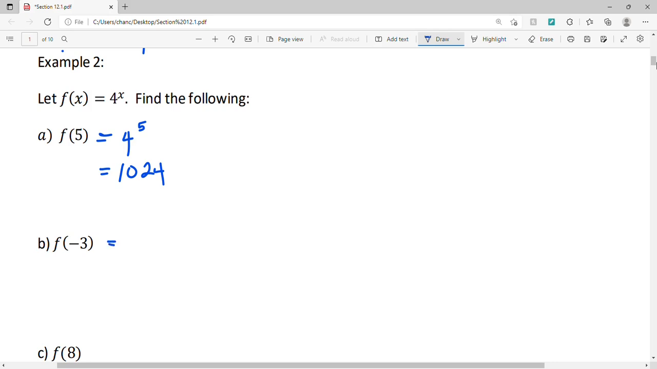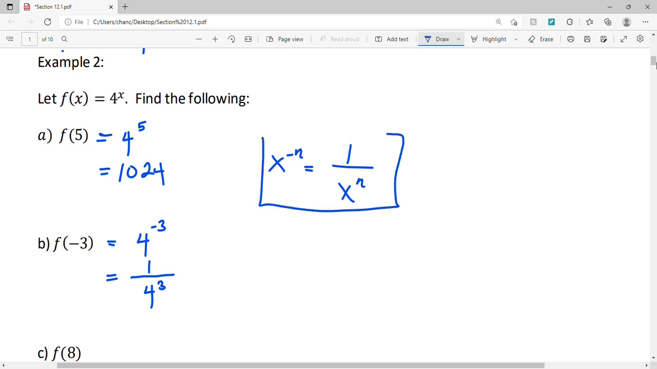In part B, we'll substitute a -3 this time. 4 raised to the -3 is equivalent to 1 over 4 to the positive 3. Again, if we have a negative exponent, we can send that to the denominator as 1 over x to the positive n. So this again is a useful formula to remember. 4 cubed, I can simplify that. 4 cubed is 64. Our final answer is 1 over 64.